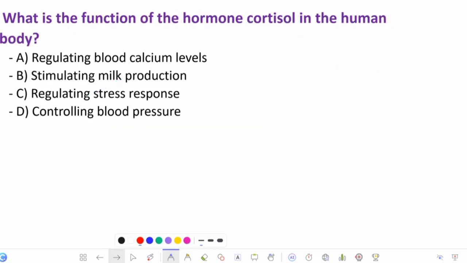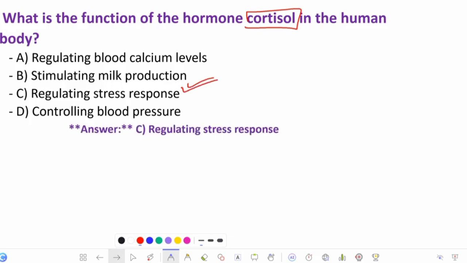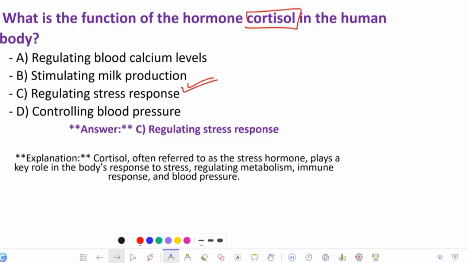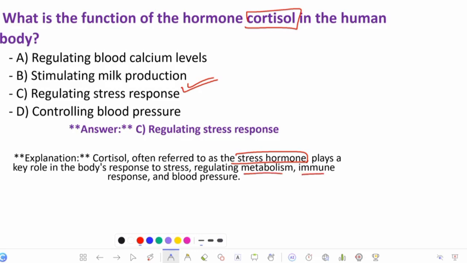What is the function of the hormone cortisol? Cortisol is a hormone responsible for regulation of the stress response. It is an important hormone responsible for managing stress. Cortisol, often referred to as the stress hormone, plays a key role in the body's response to stress, regulating metabolism, immune response, and blood pressure. Finally, you can say that it regulates the stress response in our body.